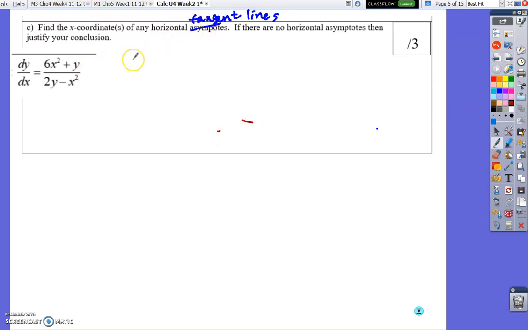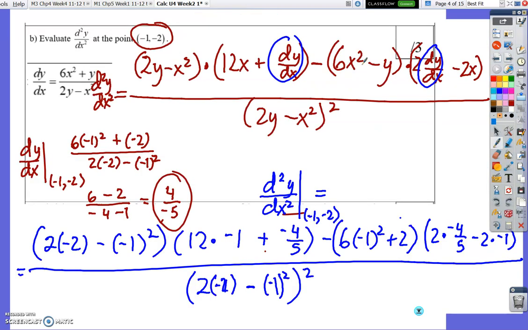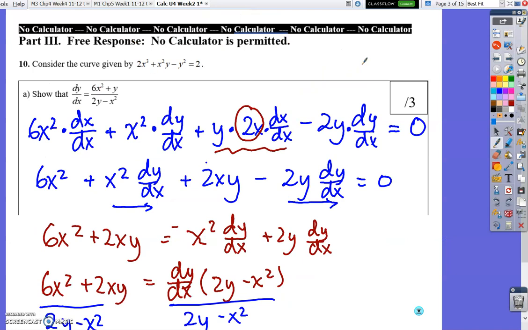For horizontal tangent lines, it's when the derivative is equal to 0. And so that will be when the numerator is equal to 0. Or in other words, where y equals negative 6x squared. And then we're going to plug this back into our original equation. And see, this is where it becomes a problem because this is not the actual derivative, and so we have all these issues. We're going to ignore that for a minute. We're going to go ahead and plug back into this equation right here.